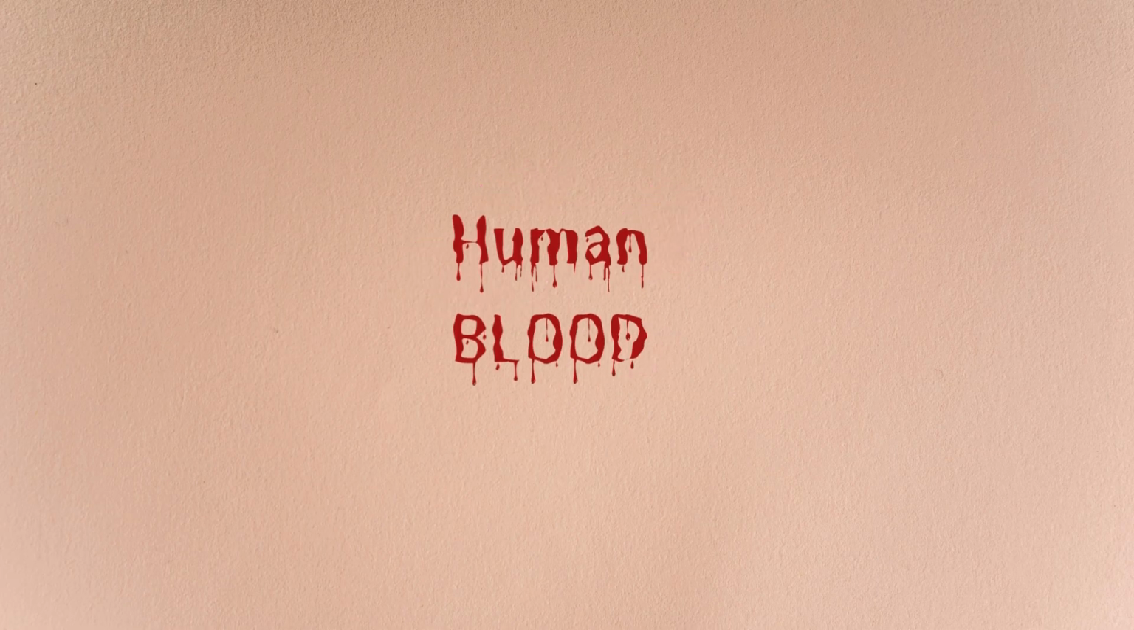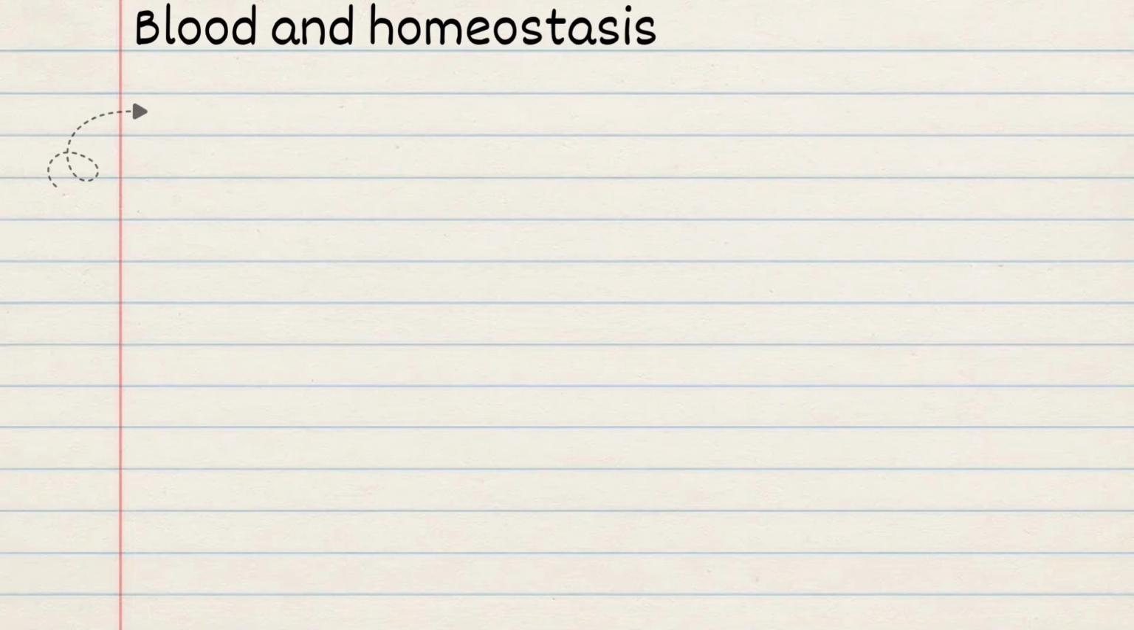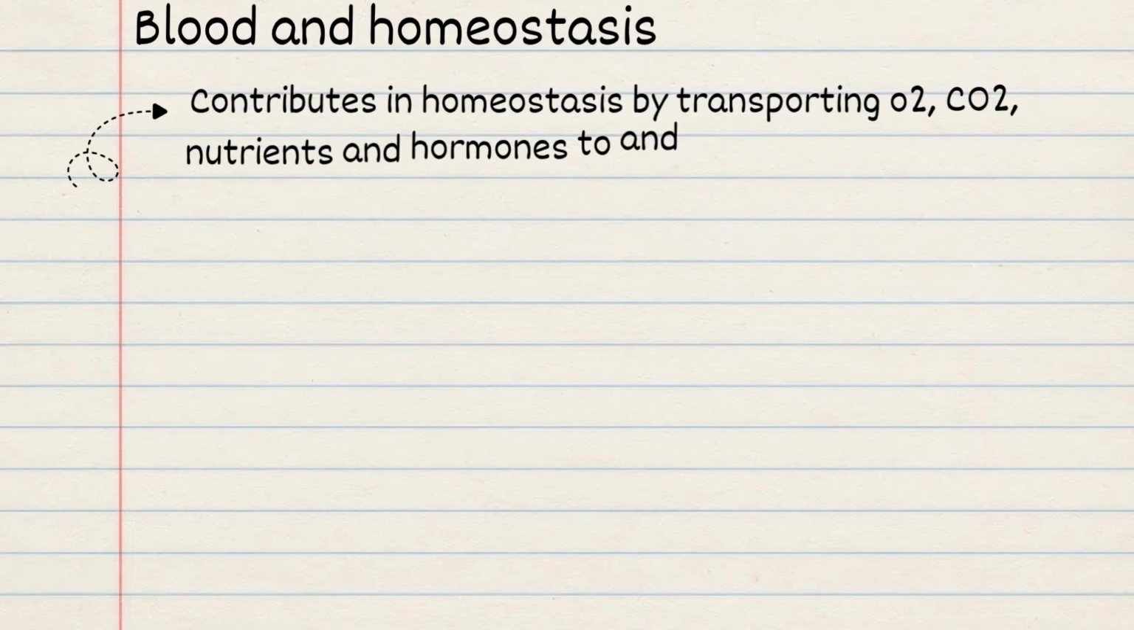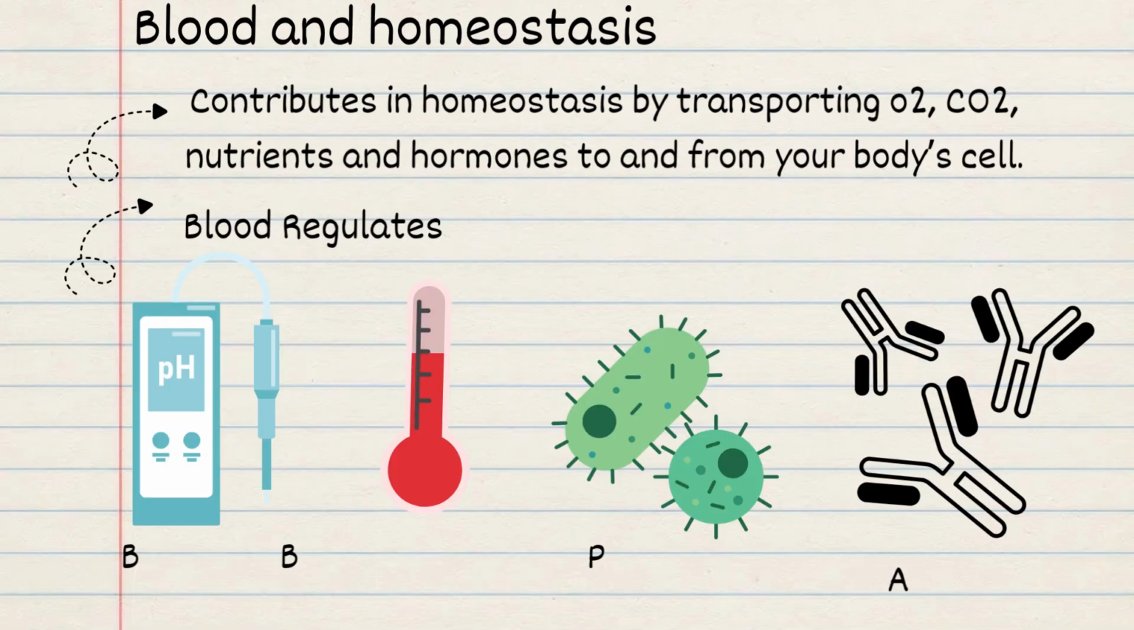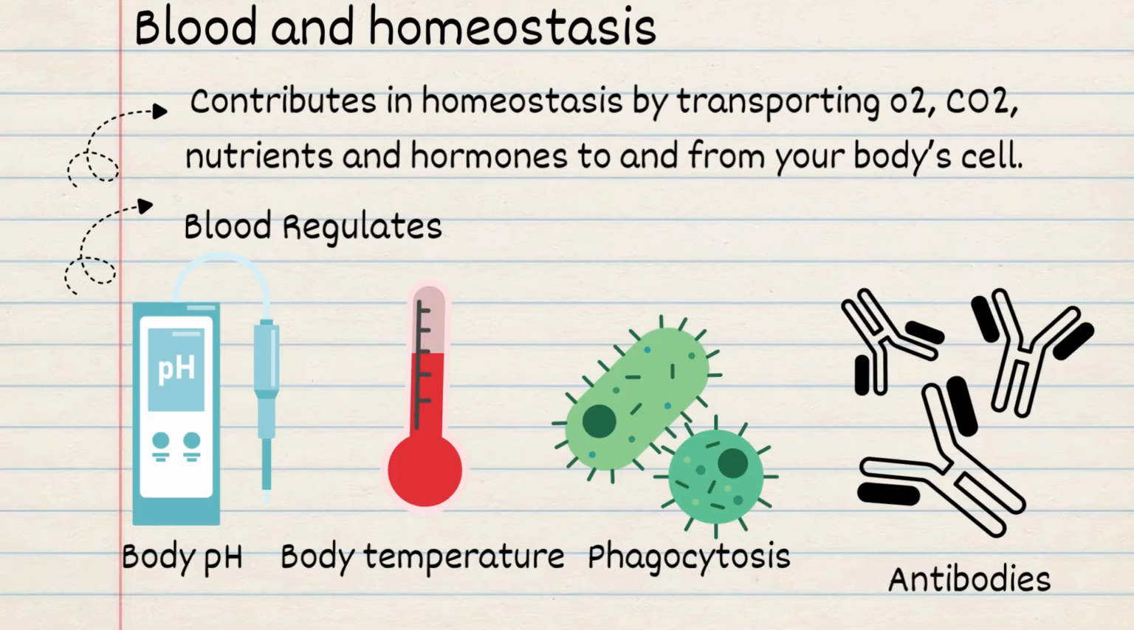Human blood. Homeostasis is the body's ability to maintain a stable internal environment despite changes in the external or internal environment. Blood contributes to homeostasis by transporting O2, CO2, nutrients and hormones to and from your body's cells. Blood plays a vital role in maintaining homeostasis by transporting substances, regulating body conditions, and protecting the body. Blood regulates body pH, temperature and also protects against disease through phagocytosis and by production of antibodies.